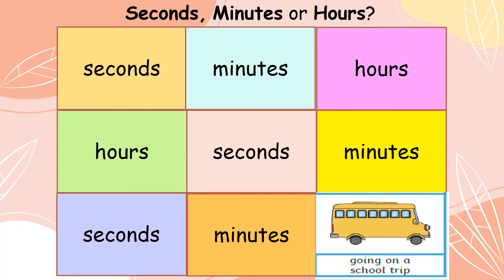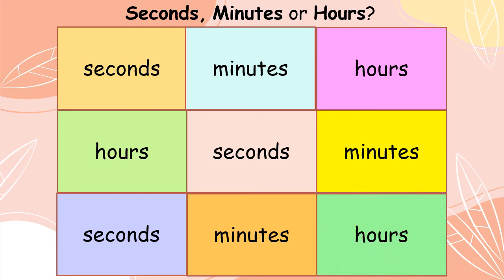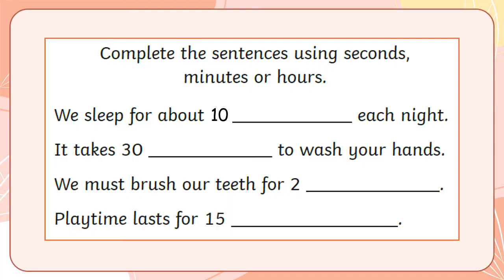Last one. Going on a school trip. You have experienced that, right? And yes, this activity takes hours to get completed. Up to the next challenge. Now, children, complete the sentences using seconds, minutes, or hours. Write down your answers on a piece of paper or on your whiteboard. Pause this video to answer this activity. Again, children, pause and answer.